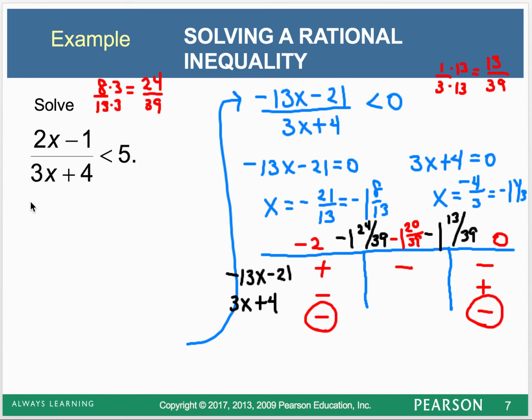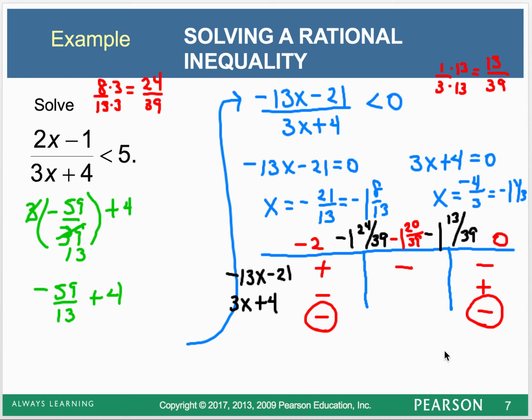Okay, so 3 times negative, what do we say that was, 59 over 39? Plus 4. Once again, the 3 and the 39 will simplify. So we have negative 59/13 plus 4. And at this point, if you can figure out which one of these is larger and determine if it's positive or negative, good.